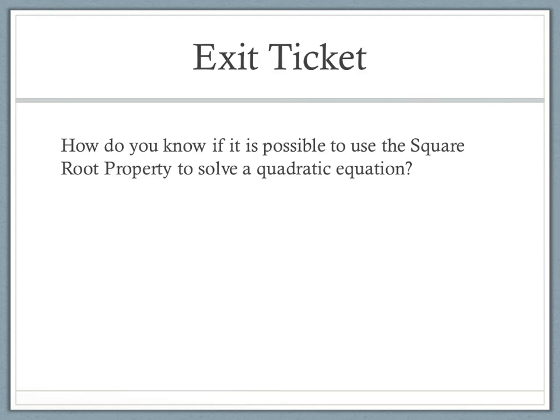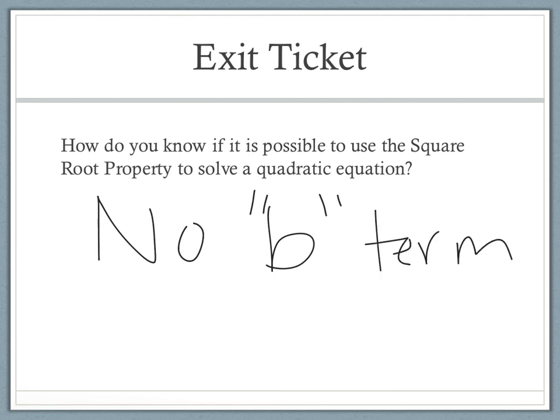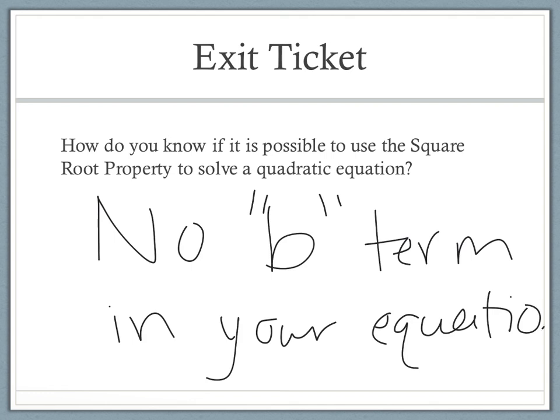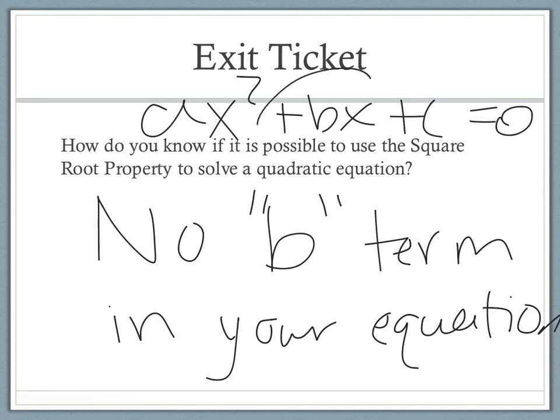So how do you know it's possible for you to use the square root property to solve a quadratic? The only time you can use it is when you have an x squared and a c term. So when you have no b term in your equation. And remember that the b term is the x. Remember, it's ax squared plus bx plus c. Okay, we can't have that b term. And that's the only time you can really use the square root property.